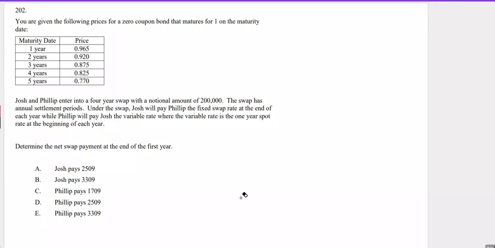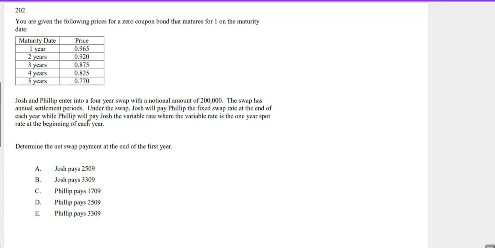You are given the following prices for a zero coupon bond that matures for 1 on the maturity date. Josh and Philip enter into a 4-year swap with a notional amount of $200,000. The swap has annual settlement periods. Under the swap, Josh will pay Philip the fixed swap rate at the end of each year, while Philip will pay Josh the variable rate, where the variable rate is the 1-year spot rate at the beginning of each year. Determine the net swap payment at the end of the first year.